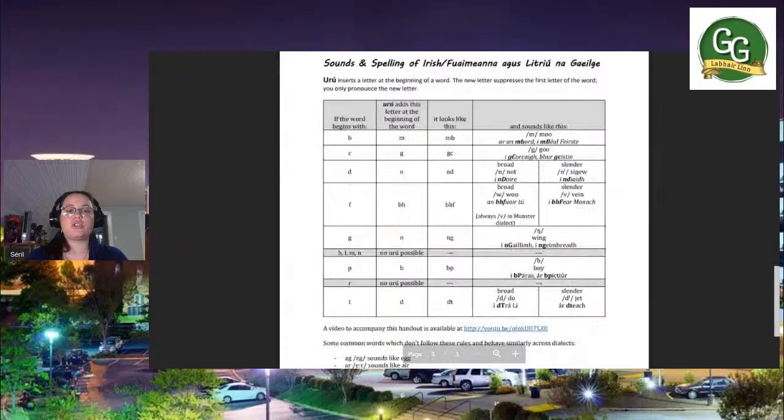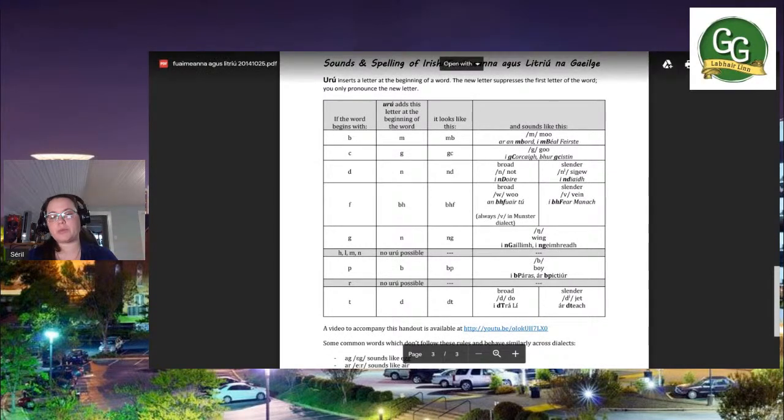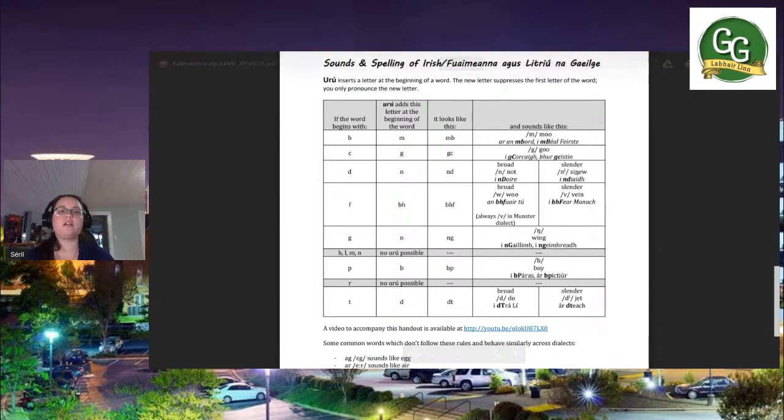I will introduce you to the urú, and this is just where it's softening that first vowel. That's all it's doing, is softening the first vowel. It happens in certain cases. We'll get to that later.